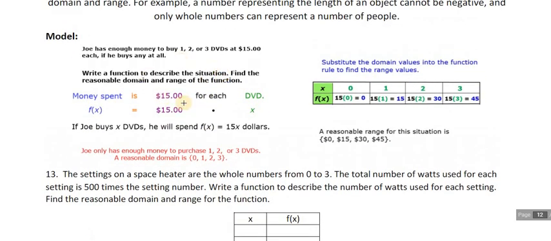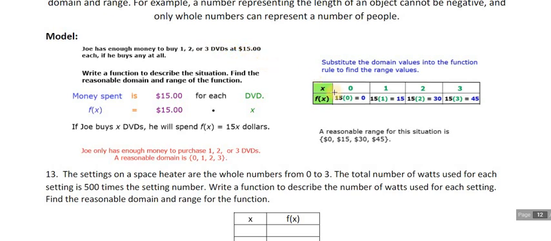Okay, so here's an example that says Joe has enough money to buy 1, 2, or 3 DVDs at $15 each if he buys any at all. Write a function to describe the situation. Find the reasonable domain and range of the function. So the total money spent is going to be my y value, my output, my f of x. And that's calculated by doing 15 times the number of DVDs purchased. And again, here's a situation where you can't buy 1.5 DVDs. Each DVD is $15.